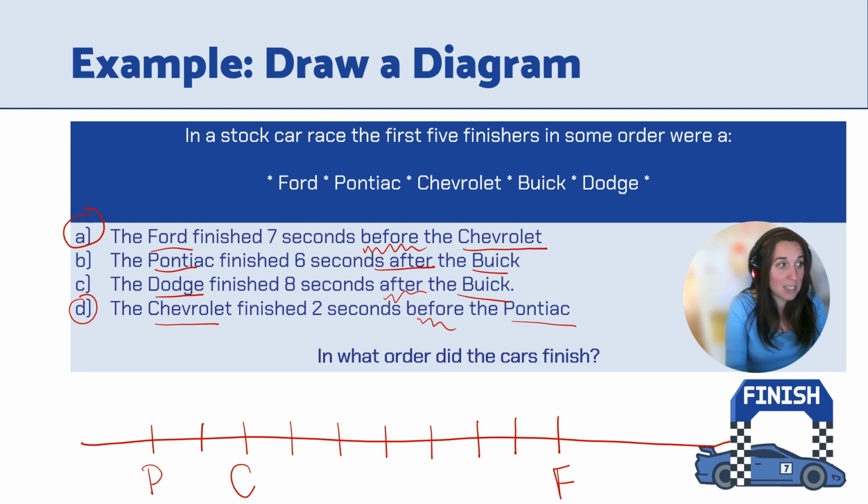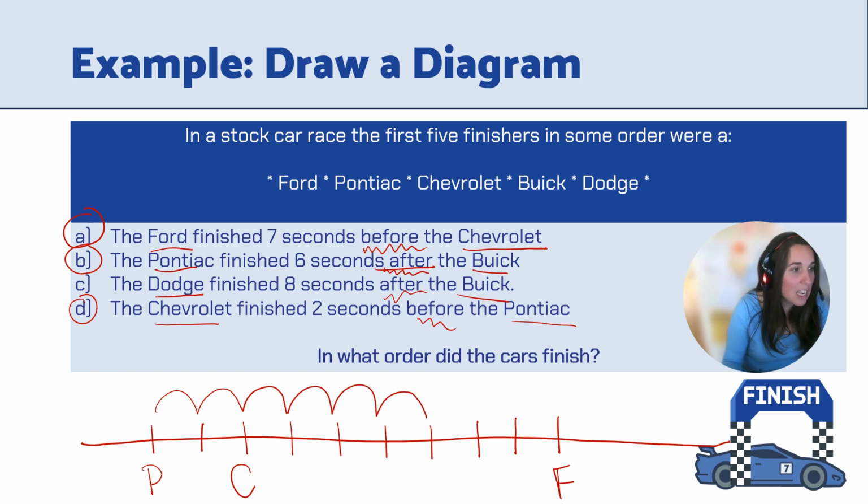So I can go back to this clue right here because we see Pontiac. And it says the Pontiac finished 6 seconds after the Buick, which means the Buick is closer to the finish line. So when I jump my 6 seconds, I'm going to jump 6 seconds forward. So 1, 2, 3, 4, 5, 6, and I can now put my Buick here. And so now I can go to that last clue.